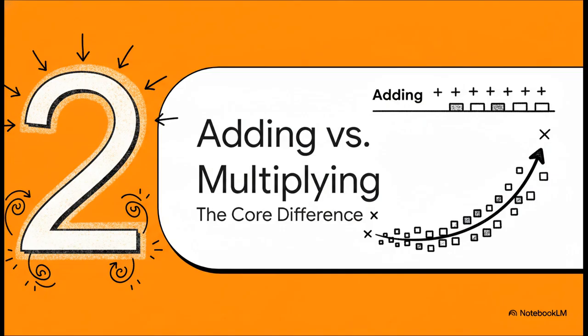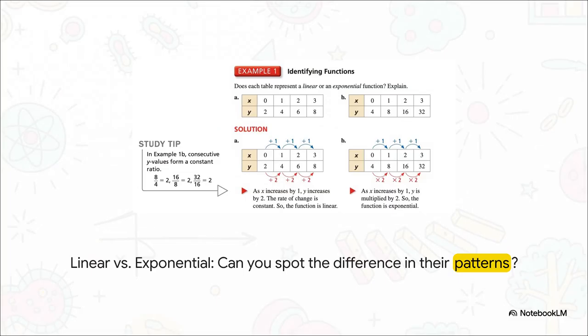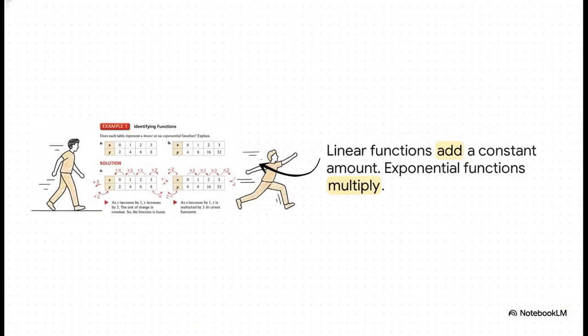To really see what I'm talking about, let's put exponential growth side by side with something you probably already know pretty well, linear growth. All right, check this out. We've got two tables here from our source. The one on the left, y is going 2, 4, 6, 8, and on the right, it's going 4, 8, 16, 32. At first glance, they might seem kind of similar, but the way they're growing is fundamentally different. Can you spot it?